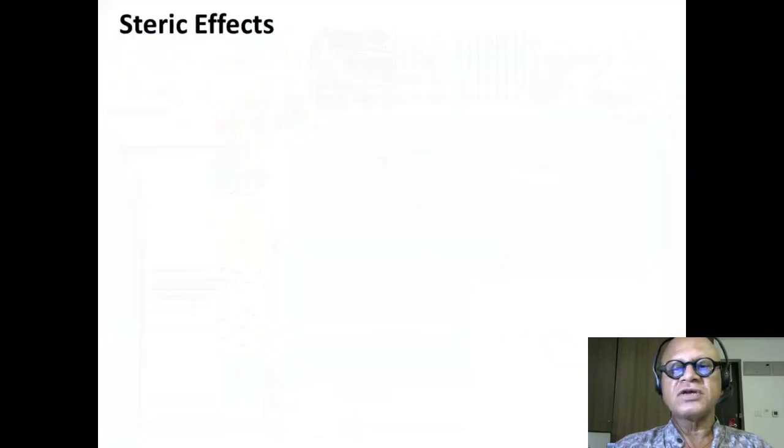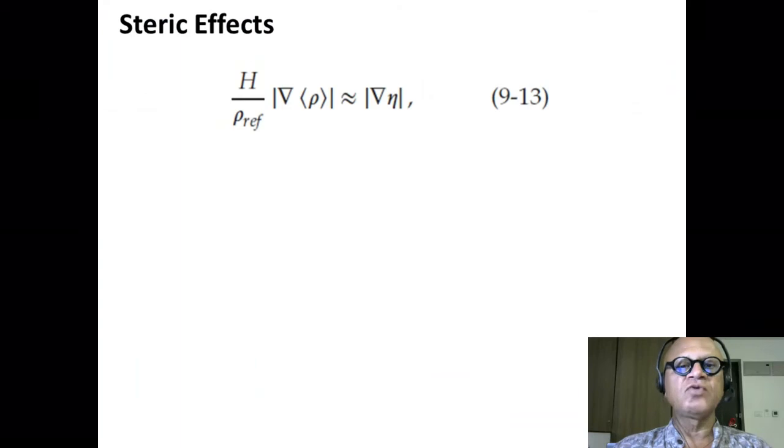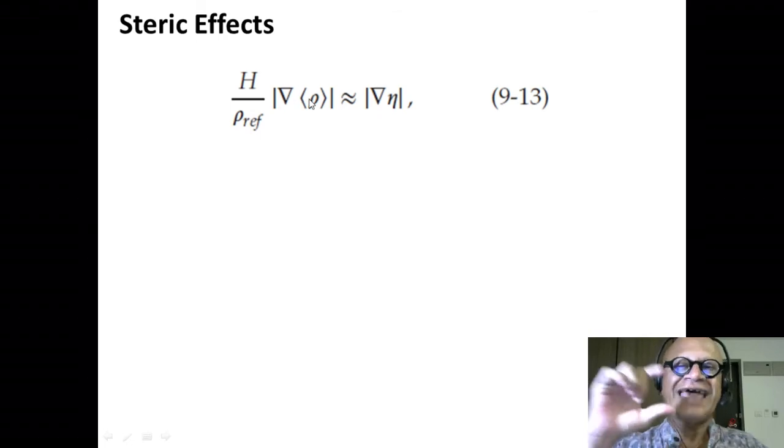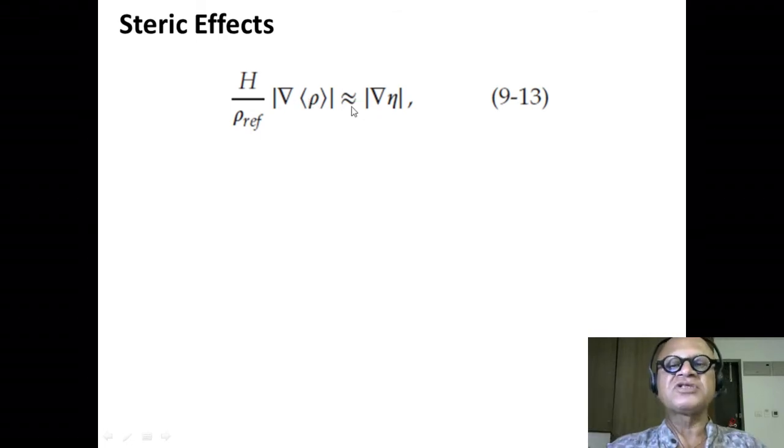There is something called a steric effect, and we will see what that means. So we wrote this relation between the density variations and sea level variations: h over rho ref times the magnitude of the horizontal gradient of the averaged density is approximately equal to the sea level gradients. If you have hydrographic data for density, then you can compute sea level variations. That's what it means as well, right?